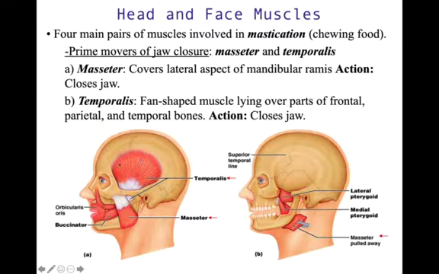Again, this is a pair. You have one temporalis on the left, one temporalis on the right. You have a masseter on the left and a masseter on the right. These do what? Well, the action you can see here is that it closes the jaw. On the lab exam, I'm not going to put figures. I'm going to put actual pictures or the actual model itself.